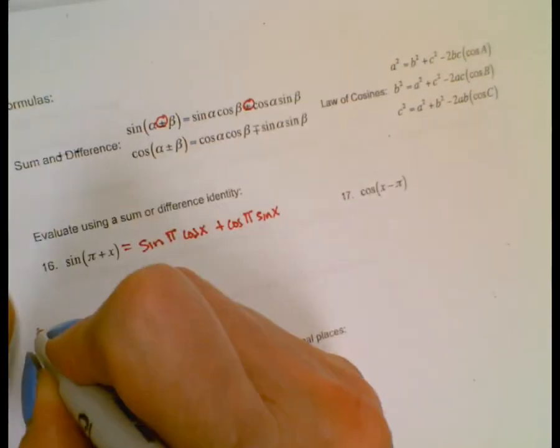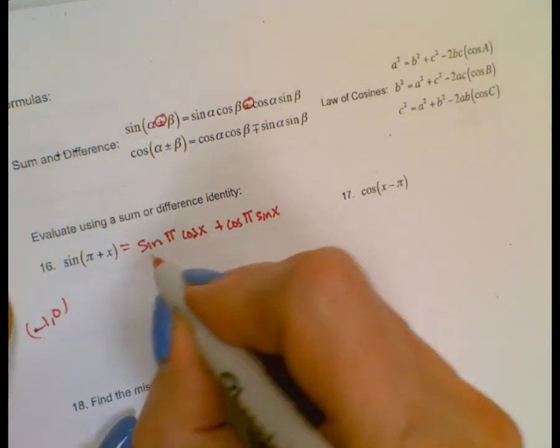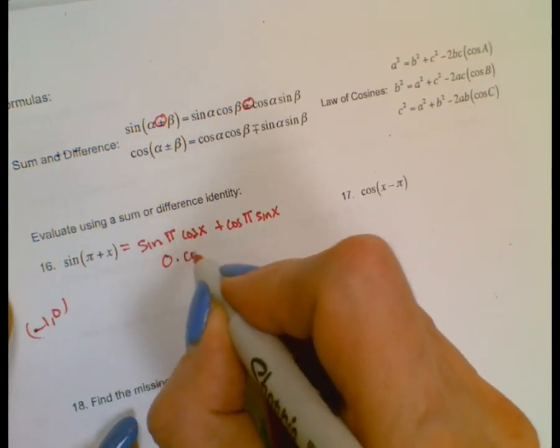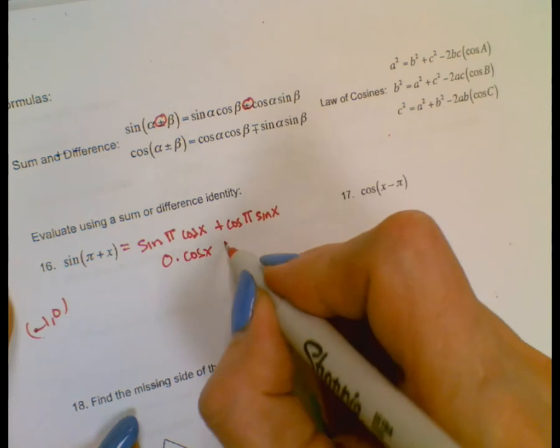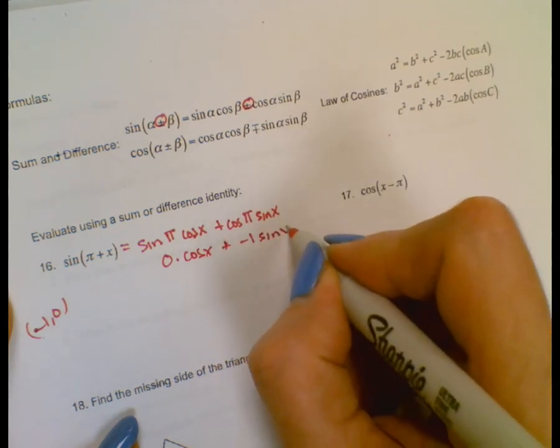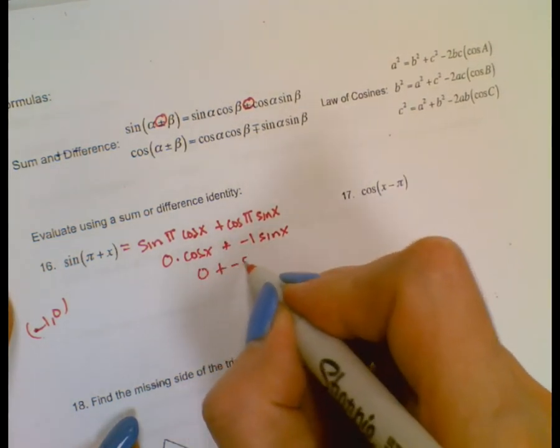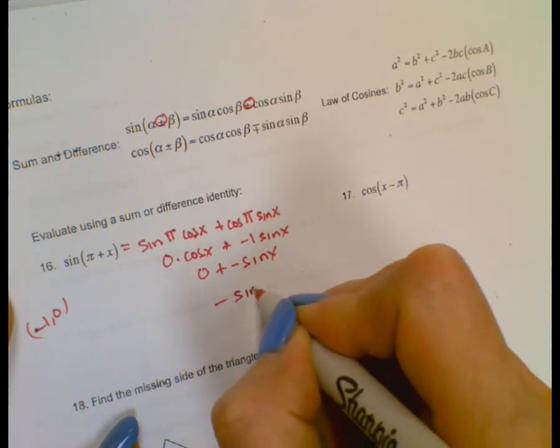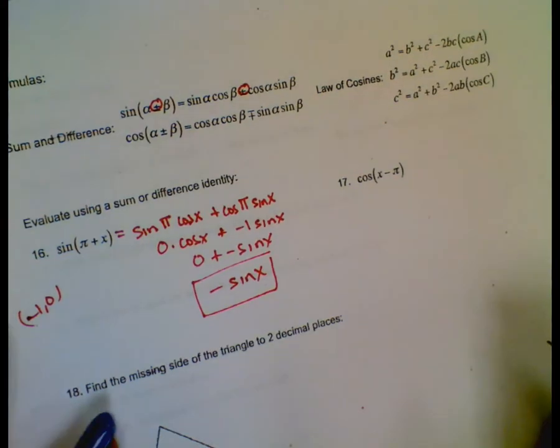So what is, okay, pi is -1, 0. That's the ordered pair. So sine of pi is 0. Cosine of pi is -1. So this is 0 plus negative sine x. So your answer is negative sine x. So that's all you have to do.